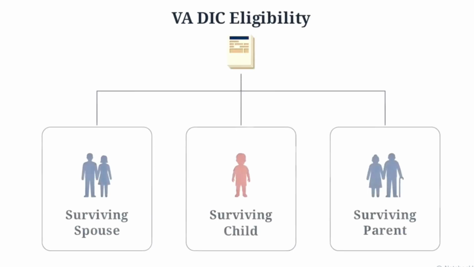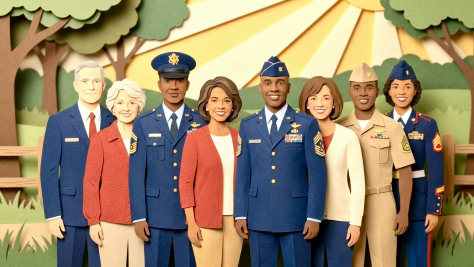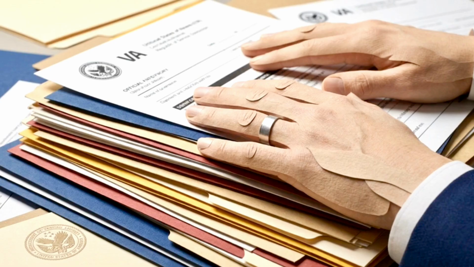This diagram shows the VA's 3 primary eligibility categories. Your crucial first step is identifying whether you are applying as a surviving spouse, a surviving child, or a surviving parent. Do not assume you are ineligible. You may still qualify even if the veteran did not die in combat or during active service. Similarly, surviving spouses who have remarried can remain eligible under specific age and timing rules.